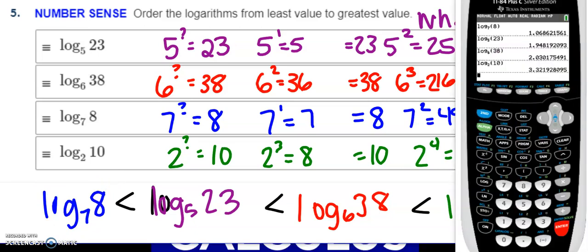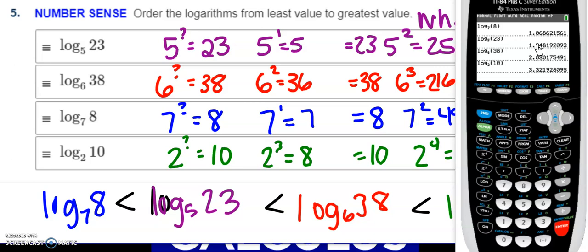Okay, and so here they all are in my calculator, so we can double check. We have something between 1 and 2, something between 1 and 2, something between 2 and 3, and something between 3 and 4. And then again, our logic of 7 is really close to 8, right? So that's closer to 1. And 23 was really close to the 25, so that's closer to the second power. Helps us arrange those bottom two.